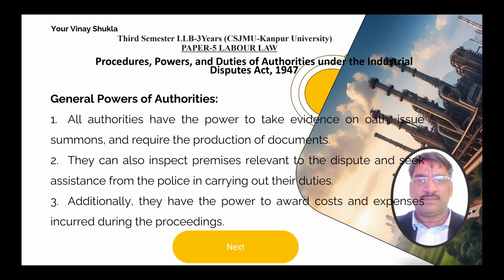General powers of authorities. All authorities have the power to take evidence on oath, issue summons, and require the production of documents. They can also inspect premises relevant to the dispute and seek assistance from the police in carrying out their duties. Additionally, they have the power to award costs and expenses incurred during the proceedings.